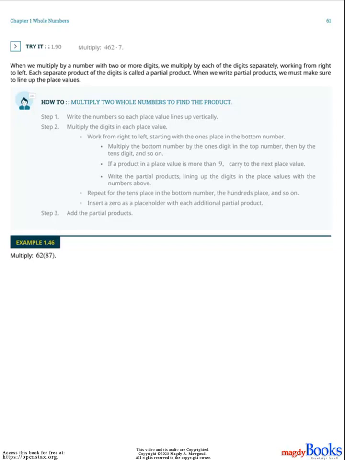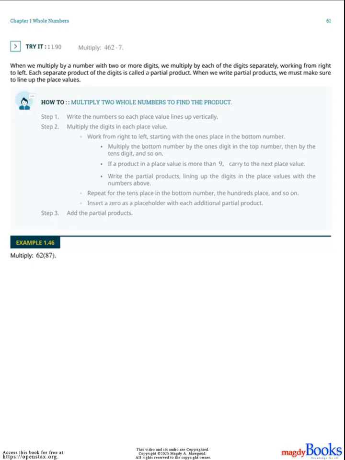Multiply the bottom number by the ones digit in the top number, then by the tens digit, and so on. If a product in a place value is more than 9, carry to the next place value. Write the partial products, lining up the digits in the place values with the numbers above. Repeat for the tens place in the bottom number, the hundreds place, and so on. Insert a 0 as a placeholder with each additional partial product. Step 3. Add the partial products.